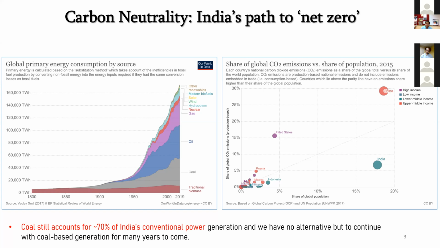So the simple solution is to stop using carbon-based fuels: coal, gases, oils. But even now, at least 70% of India's energy is coming from carbon-based fuels, and that's why we're emitting a large amount of CO2. And this situation is not going to change very quickly.